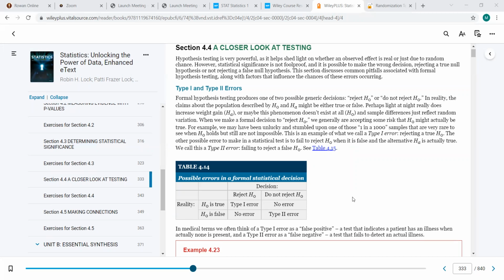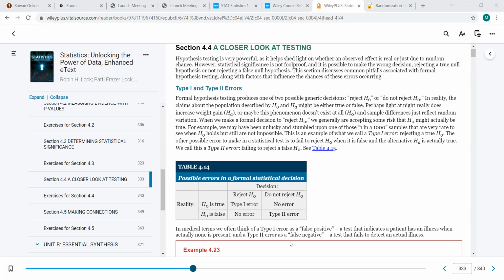So even if you get a positive COVID test, it's possible that you don't have COVID. So what kind of error is that? That's called a type 1 error. You've rejected the null hypothesis that you don't have COVID, but in reality, you don't have COVID. So you've rejected H naught, but H naught is true. That's a type 1 error. So the false positive is a type 1 error.